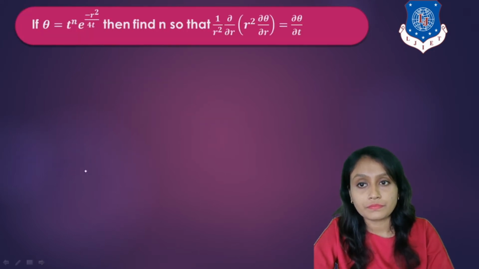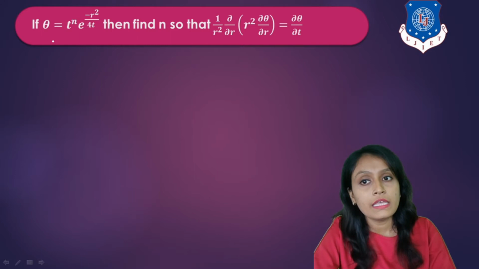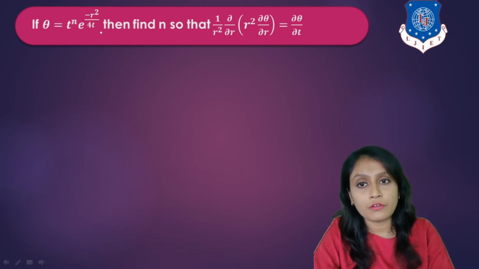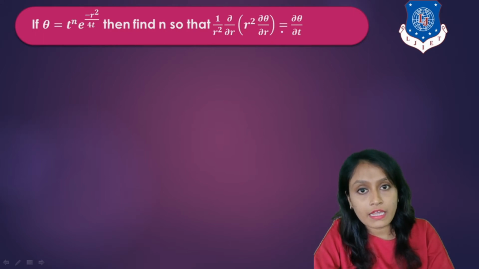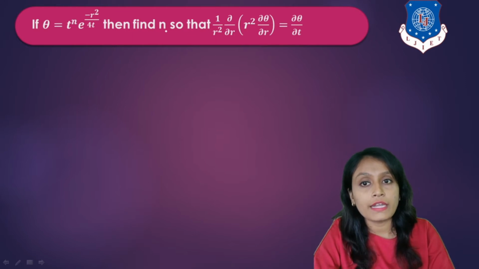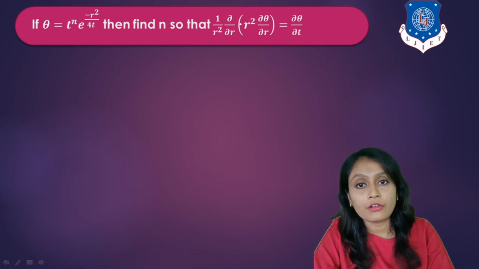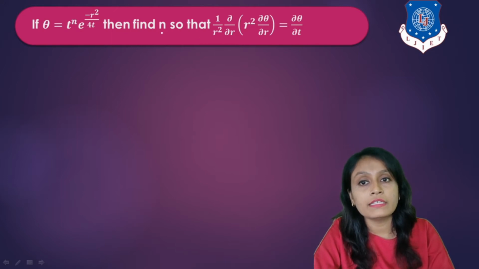Okay, next one. The next example is: if theta is equal to t raised to n into e raised to minus r square upon 4t, then find n so that 1 upon r square into del by del r of r square into del theta by del r is equal to del theta by del t. So here we have to find n such that these two terms are the same, and on comparing these two terms we will find n.